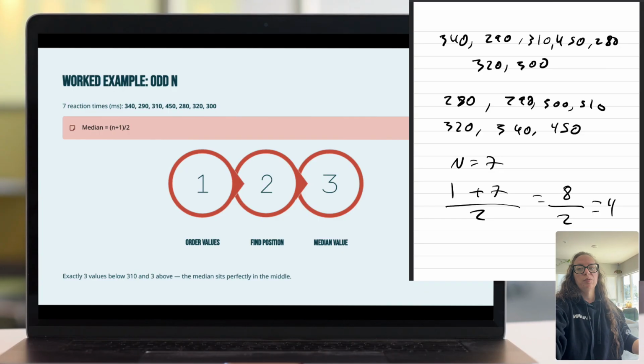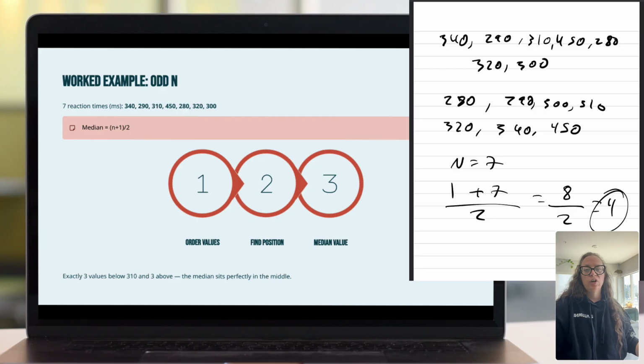So if you look at our example, we have 7 values, position 1 through 7. What's the middle? The average of 1 and 7. 1 plus 7 divided by 2 is 8 divided by 2 equals 4. So position 4, like I said, is the middle. And if you count, positions 1, 2, 3 are below it, positions 5, 6, 7 are above it. 3 on each side.